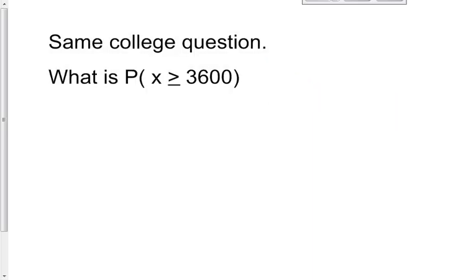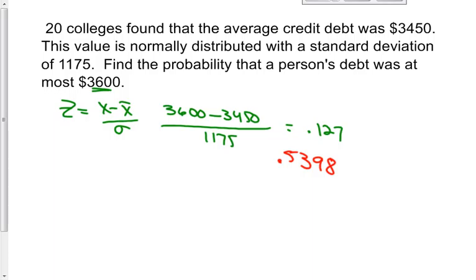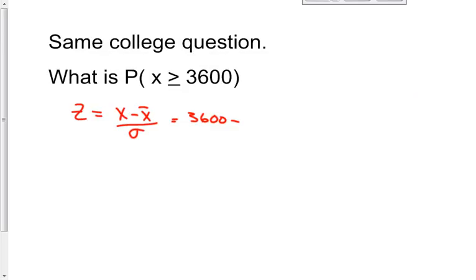So if we look at this same college question, but instead of saying what's the probability that we're less than or equal to 3,600, we're going to do greater than or equal to instead. So our situation is the same, z-score, our number minus average over standard deviation. Our number again is 3,600. Let's go back for a second. Standard deviation was 1175, but our mean was 3450. So we're going to subtract 3450. We'll be dividing by 1175, and if you can remember what our number was, 0.127.